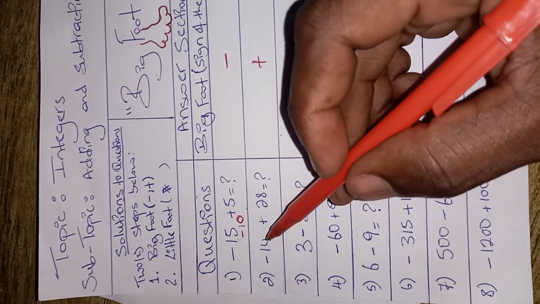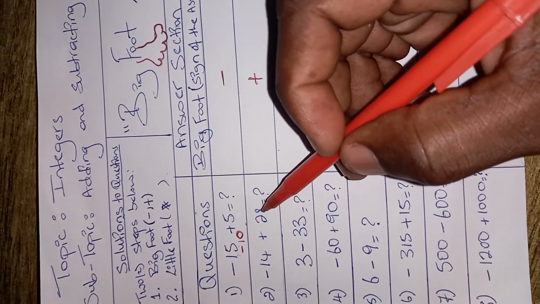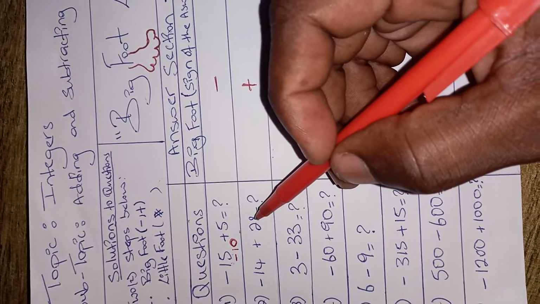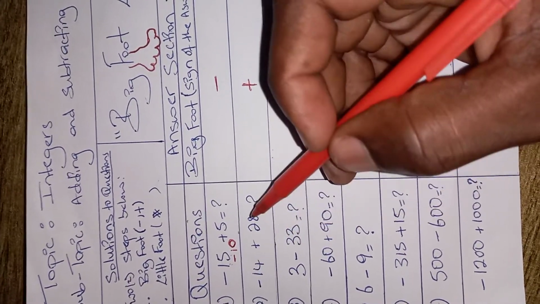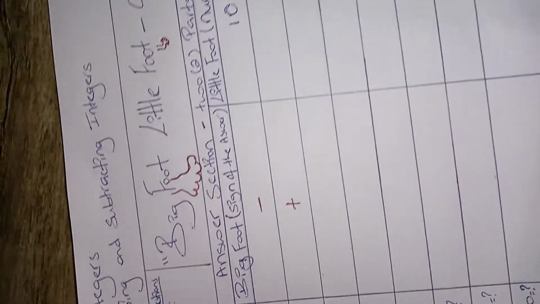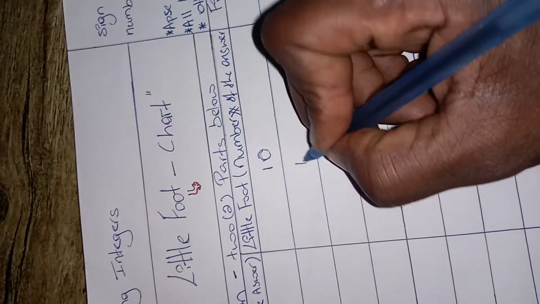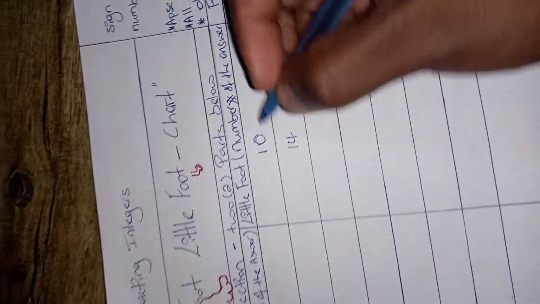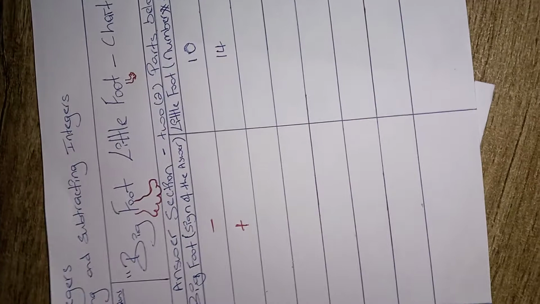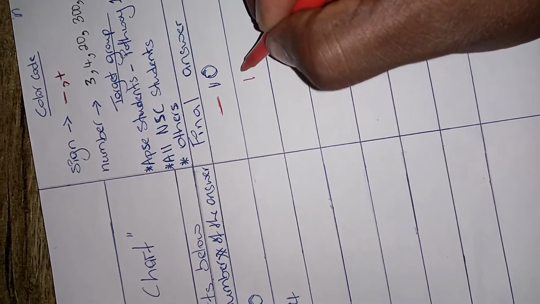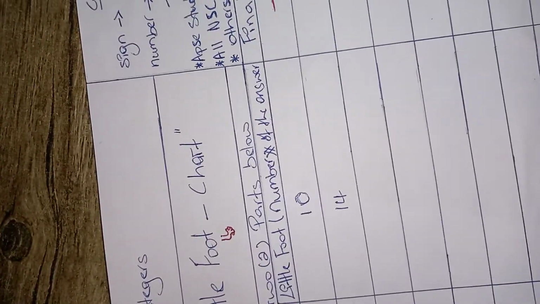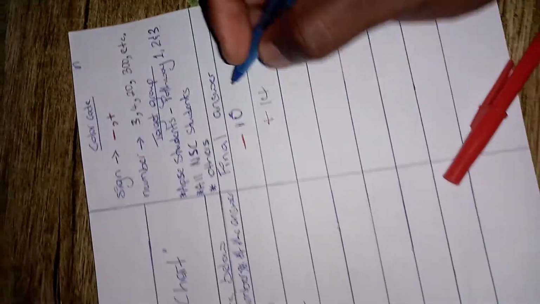So 14 from 28 is how much? If you take 14 from 28, it leaves you with how much? 14, right? If you have $28 and you take away 14 from it, it leaves you 14. So the final answer is going to be 14 positive. Remember the sign was positive, so you're going to have positive 14.